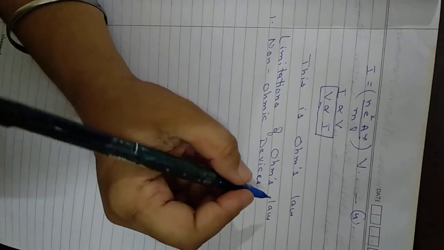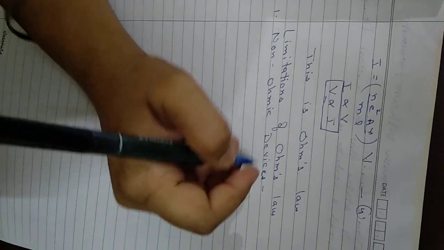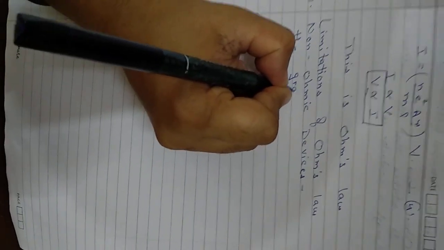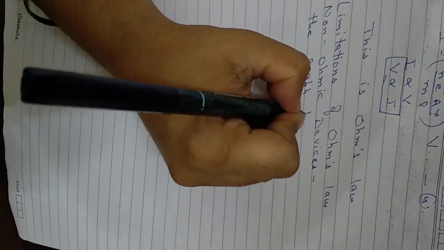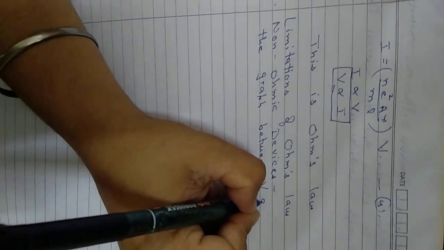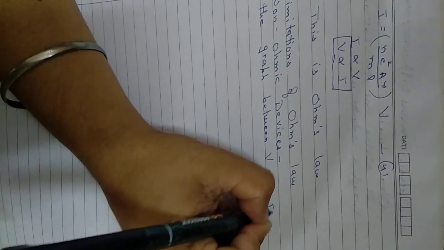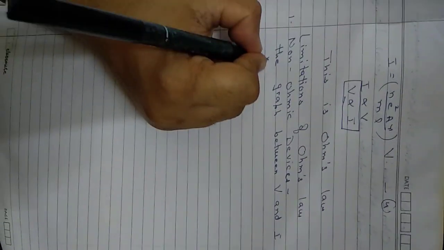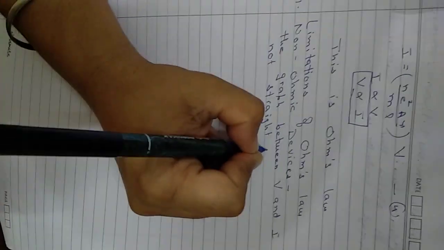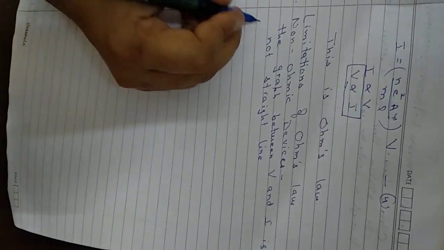In these devices, the graph between V and I is not a straight line. Graph is not a straight line. So why is it not a straight line, and what kind of devices are these? In detail you will be doing this in unit 9, that is semiconductors.